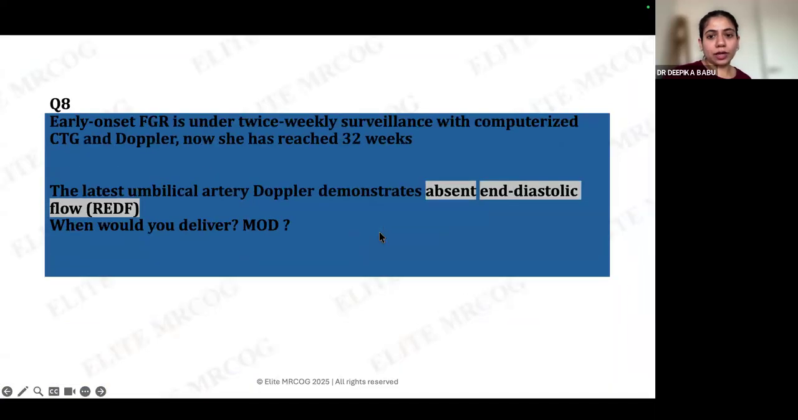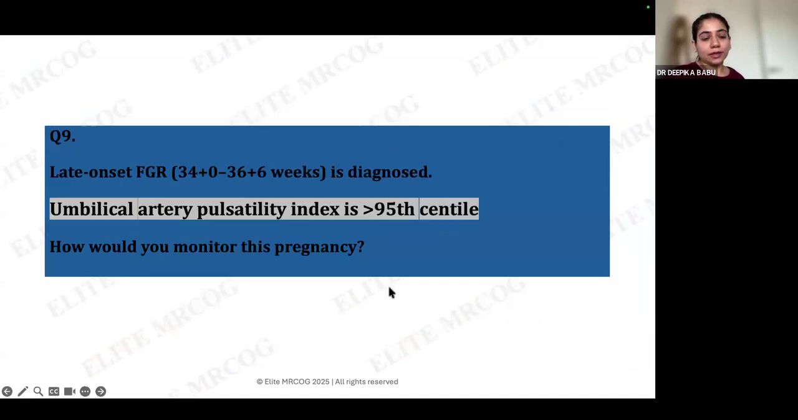Absent end diastolic flow, we will deliver them by 32 weeks. Mode of delivery will be a cesarean section. And late onset FGR is diagnosed somewhere between 34 to 36 plus 6 weeks, and the umbilical artery pulsatility index is more than 95th centile. That means your end diastolic velocities are present. And this is one recall question. So how would you monitor her?